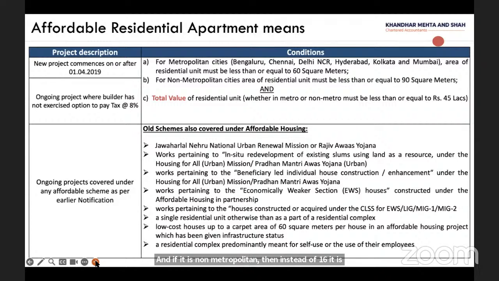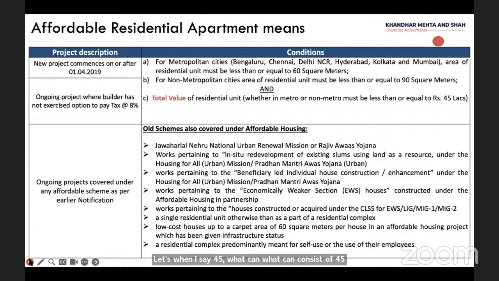Again, this is a simultaneous condition that needs to be fulfilled: the total value of the residential unit, whether metro or non-metro, must be less than or equal to 45 lakhs. When I say 45 lakhs, what can consist of 45 lakhs?